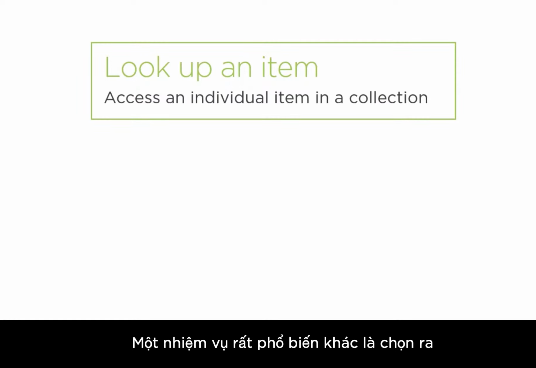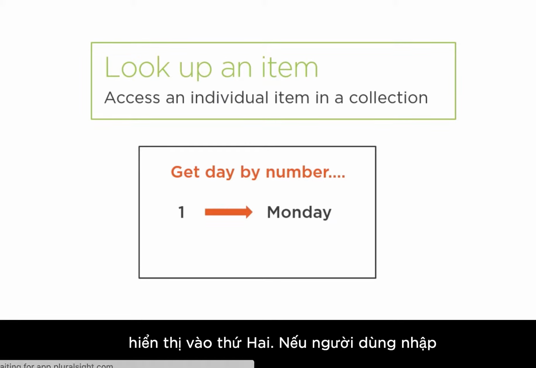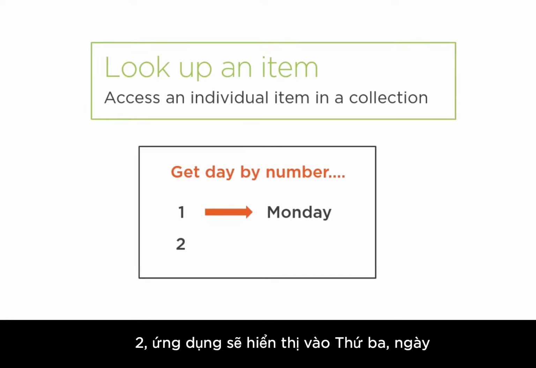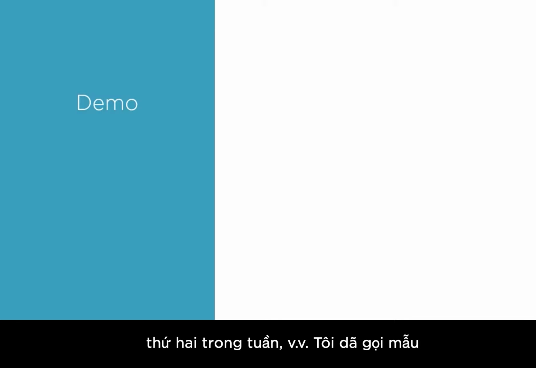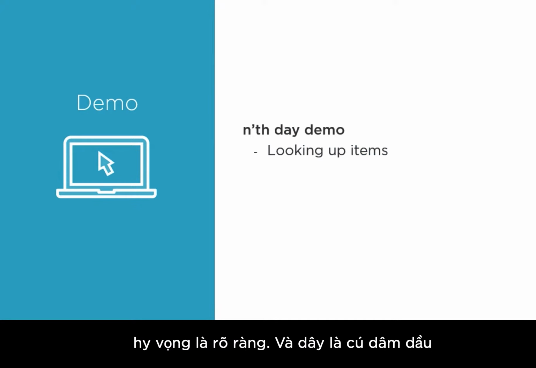Another very common task is to pick out an individual item in a collection, or to use the correct terminology, to look up an item. And I'll demonstrate this with a sample that lets the user ask for a day by number. For example, the first day of the week is Monday, so if the user types in 1, the app will display Monday. If the user types in 2, the app displays Tuesday, the second day of the week, and so on. I've called this sample nth day for reasons that I hope are obvious.